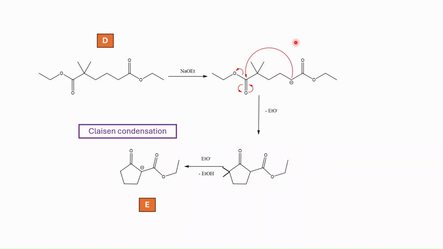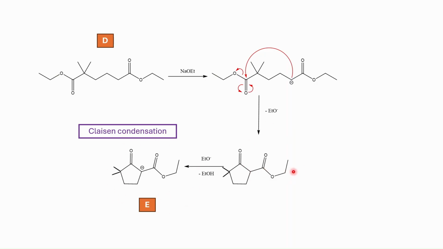So what's going to happen is a base, sodium ethoxide, is going to deprotonate. We actually have 2 sides, but there isn't any hydrogen here. So it's going to deprotonate here. It will attack by nucleophilic acyl substitution, the carbonyl group will reform, and then ethoxide will leave. We will have this compound, and actually compound E is this one.